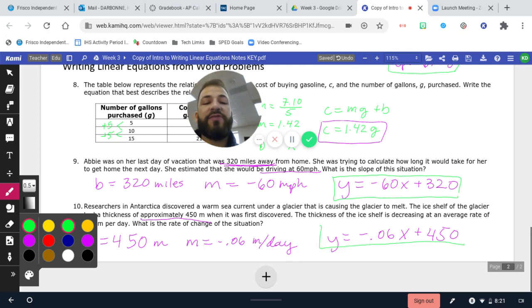All right, and that is all it takes to write linear equations. We're going to be practicing these over the next couple of days. So obviously ask your teachers lots of questions, but that is writing linear equations in a nutshell.